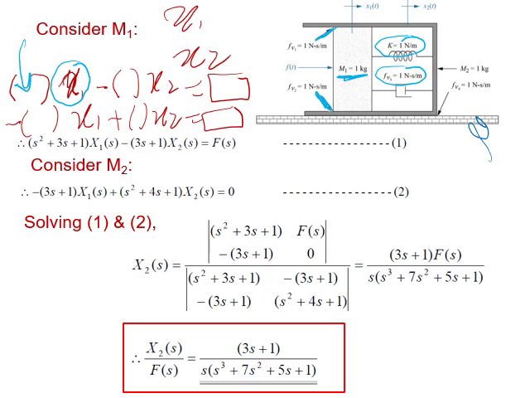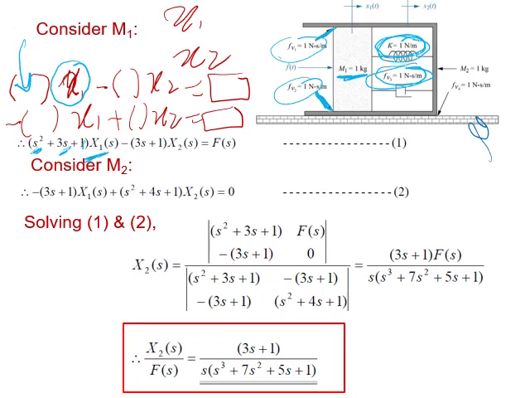So look how we put them: s square, that's the mass, plus 3s because it's 1, 2, and 3. Each of them has a constant of 1, that's why it's 3s, and the spring of 1, that's why it's 1. That's the impedances linked directly to x1.